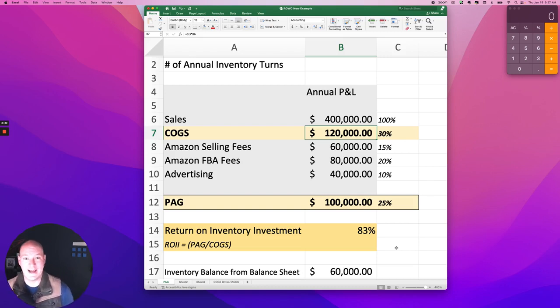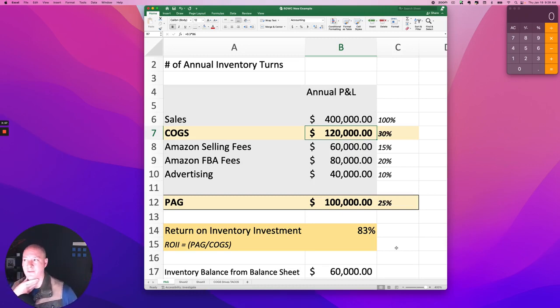That would be 6 times per year. If you get 6 inventory turns per year, that would be really good. If you buy a container and you sit on it for a full year where you're only turning it once per year, that would be really poor. And then the average is probably somewhere in between, where the average seller gets 2 to 3 turns per year.